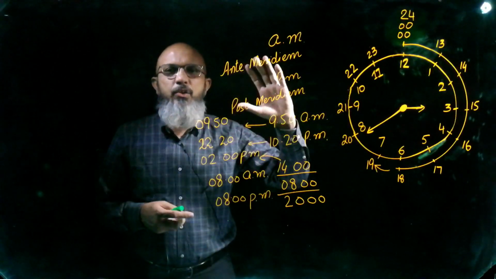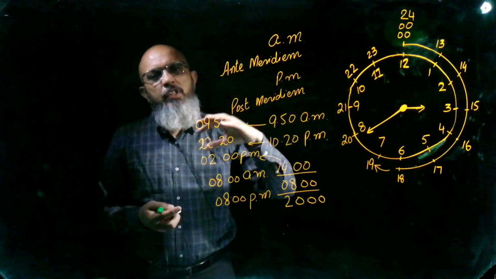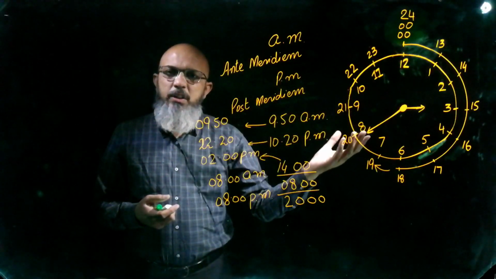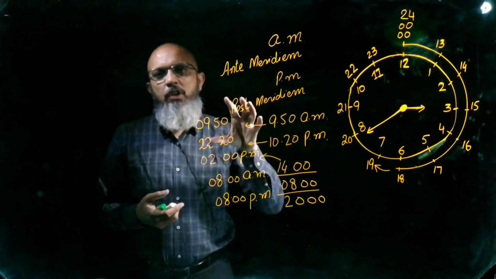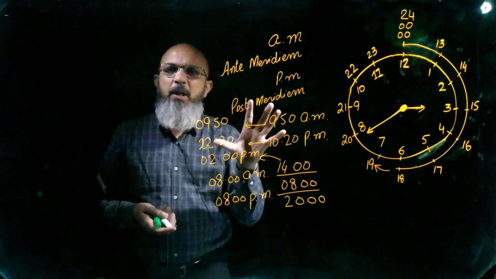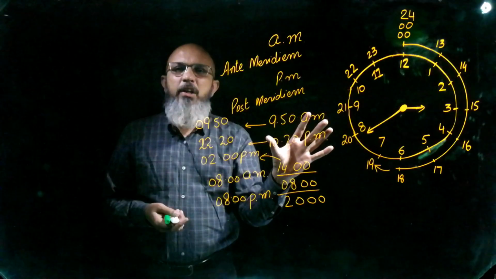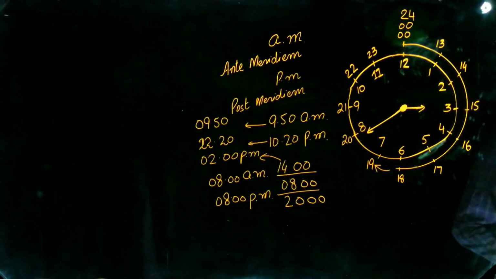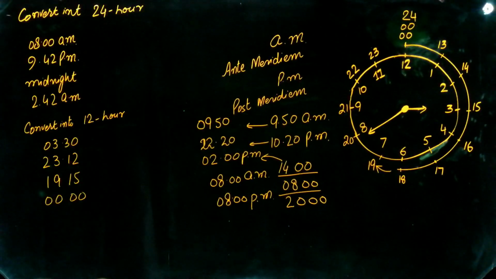So I hope you completely understand what is AM timing, what is PM timing, and how you convert the AM or PM timing into the 24-hour clock, and how you convert the 24-hour clock timing into AM or 12-hour clock timings. So let's see some questions from your exercise, in which we have to convert the AM or PM timing into 24-hour clock time and 24-hour clock time into 12-hour clock time. I write some questions on the board.